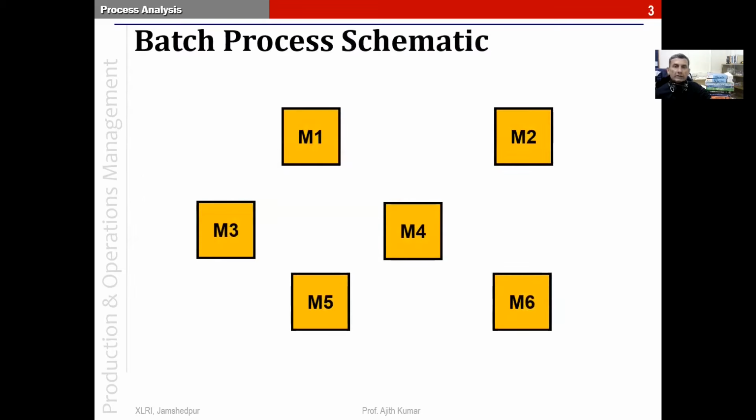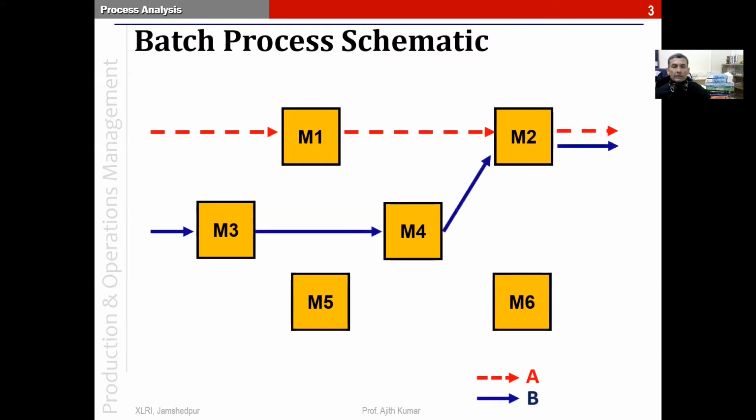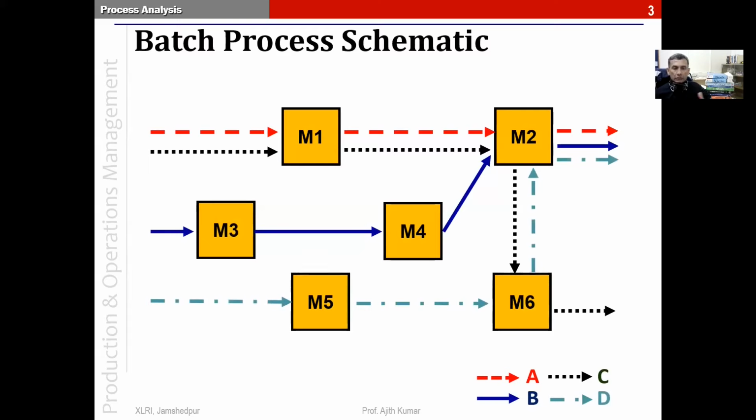The schematic for a batch process may look something like this. There are 6 work centers. Job A requires work center 1 and work center 2. Job B, work centers 3, 4, and 2. Job C, work centers 1, 2, and 6. And job D, work centers 5, 6, and 2, respectively.